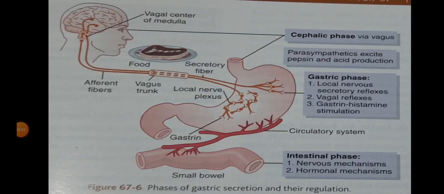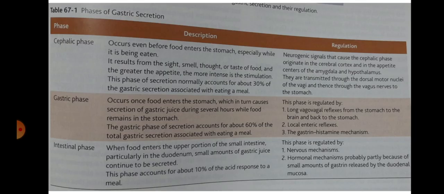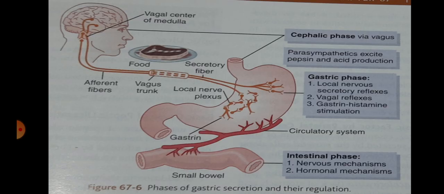Phases of gastric secretion. Gastric secretion is said to occur in three phases: 1. Cephalic phase, 2. Gastric phase, 3. Intestinal phase, as shown in figure 67.6 and table 67.1. Right, now let's have a discussion over this.